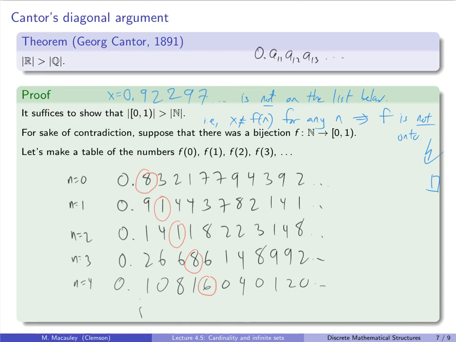Okay, so again, to summarize, we assumed that there was a bijection between these two sets, and then said if there is a bijection, we can enumerate everything in the image in a list. So I did that, and then I specifically cooked up a number that is not on that list, contradicting the fact that we had a bijection to begin with.